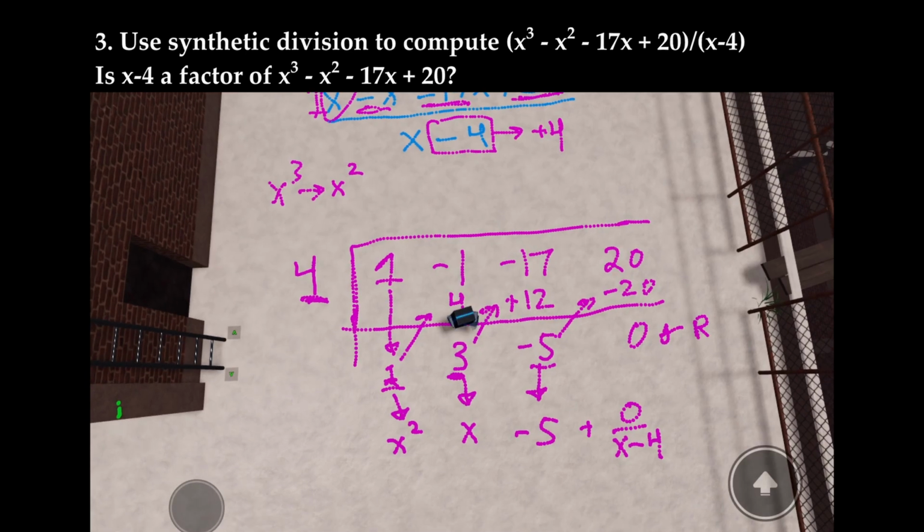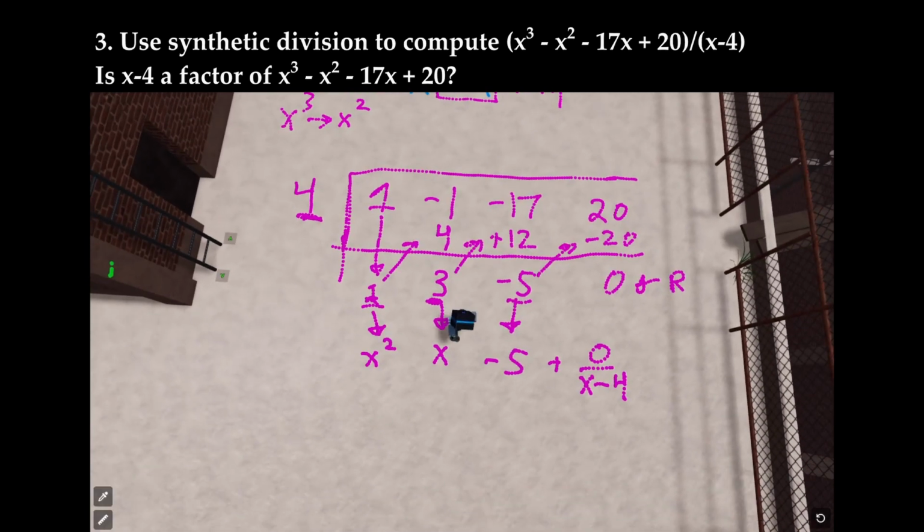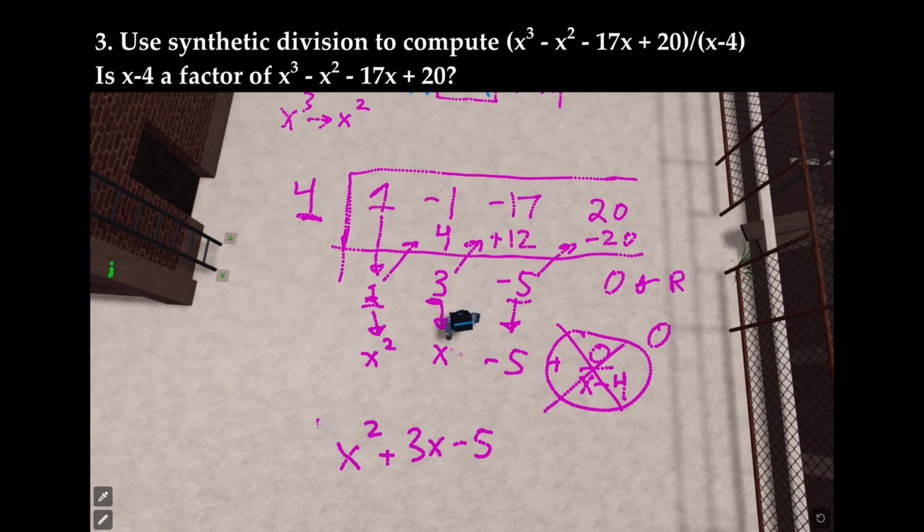So let me just go down and summarize this. Therefore, our answer to this problem is x squared, because you have 1 times x squared, plus 3x minus 5. And then this plus 0 divided by x minus 4, well, that's just 0. So I'm not going to add that. And this is it. This is the answer to our problem. So if you do x cubed minus x squared minus 17x plus 20 divided by x minus 4, you will get the answer of x squared plus 3x minus 5.